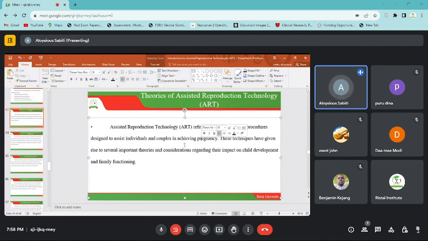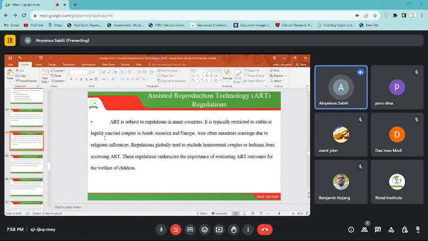And we're saying these techniques have given rise to several important theories and considerations regarding their impact on child development and family functioning. So we may not be able to look at especially theories, but we're looking at some of the considerations that have grown, or some of the issues that have come up as a result of these ART methods. So one, we want to look at ART regulations.